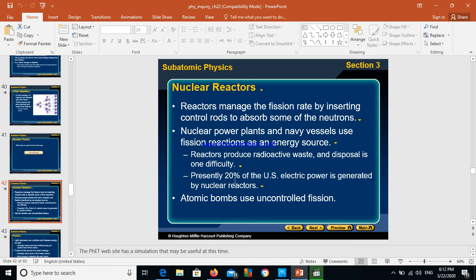Presently, 20% of U.S. electric power is generated by nuclear reactors. Atomic bombs use uncontrolled fission.